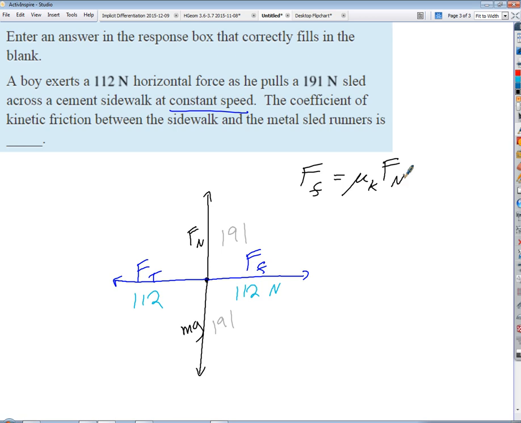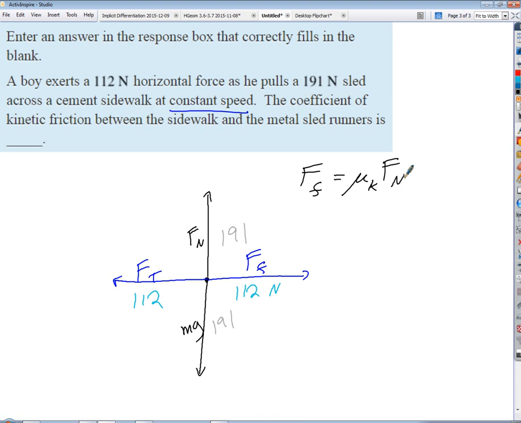Is that starting to make more intuitive sense why that has to be the frictional force equation? The coefficient is a quality of the two materials, right? Times how strongly they're interacting, how strongly they're being pushed together. The stronger they're pushed together, the more friction. The higher the coefficient, the more friction.